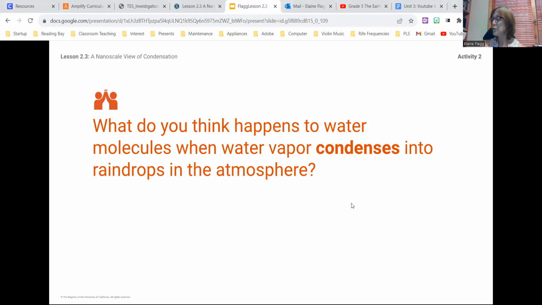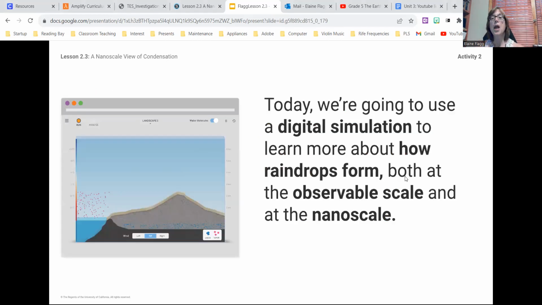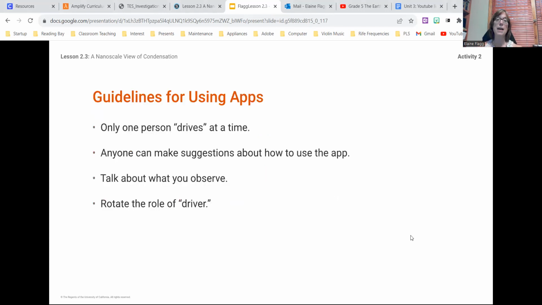So we're going to be answering this question. What do you think happens to water molecules when water vapor condenses into raindrops in the atmosphere? So today we're going to use the digital simulation to learn more about how raindrops form, both at the observable scale and at the nanoscale.